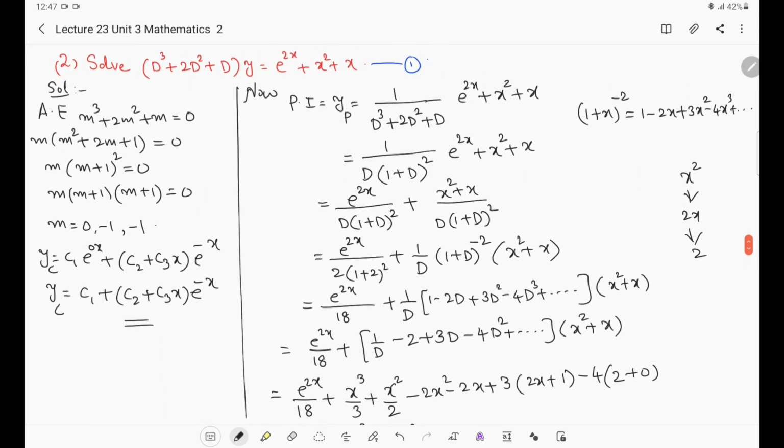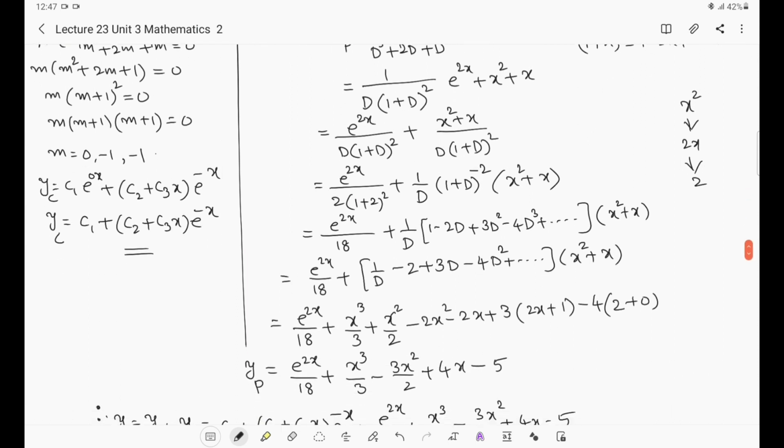So this kind of problems also may be asked in the examination, where on the right hand side, instead of only one type of function, two types of functions will be given, like e power 2x and x square plus x. So e power 2x comes under first case. For that, what we have done: e power 2x by D into 1 plus D whole square, so D is replaced with 2. This comes under first case. And for the second case, x square plus x, we already have it in the form of 1 plus some function of D. So we have to take it in the numerator, apply this formula and simplify. We will get the particular integral.